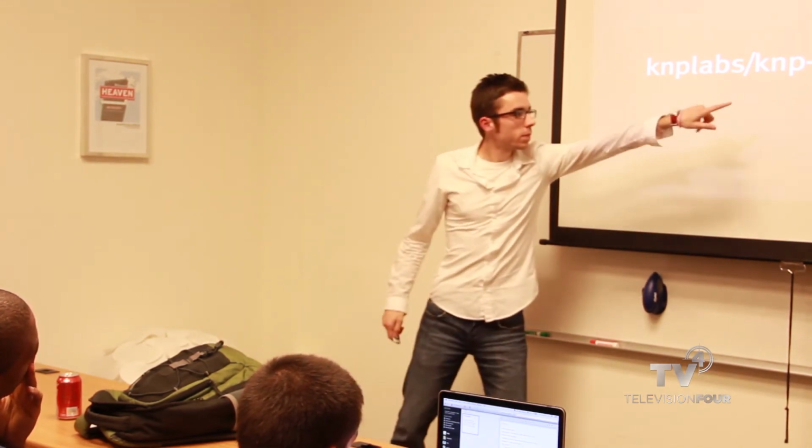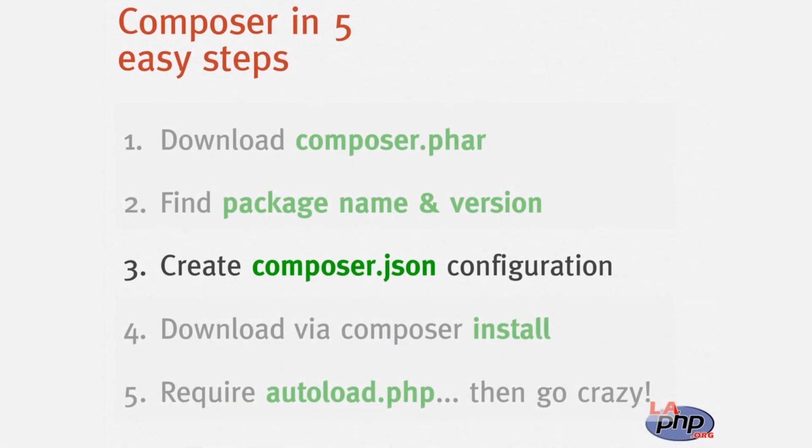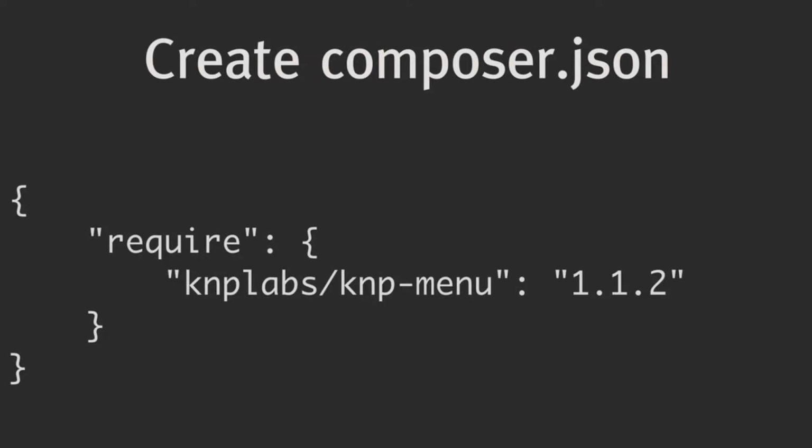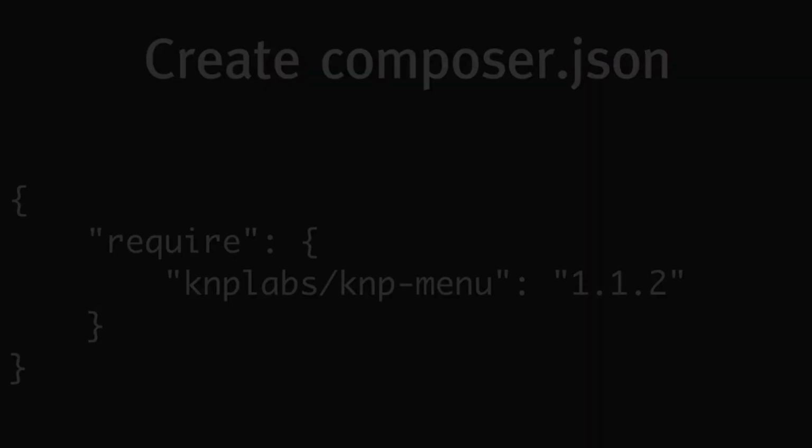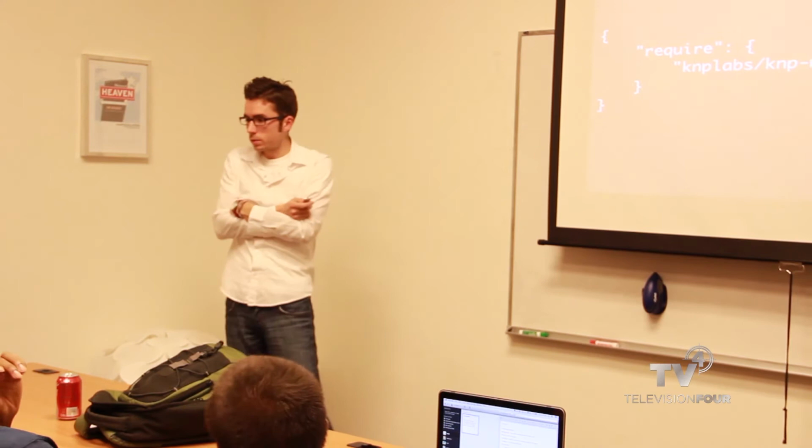So for this we want the name and the version. Cool. So we download the file, we have the package and the version that we want. And then the key to putting this all together is to create a composer.json file. This sits at the root of your project.